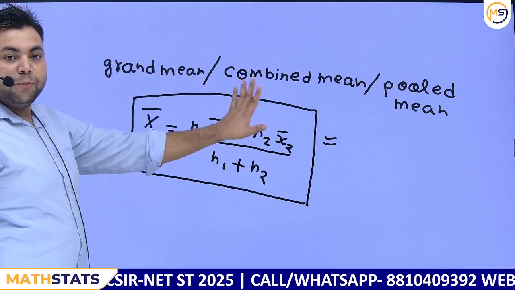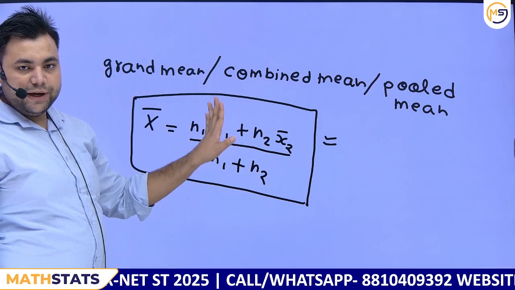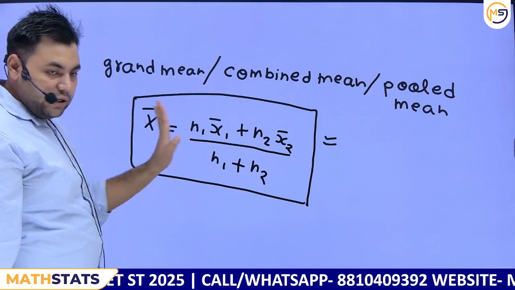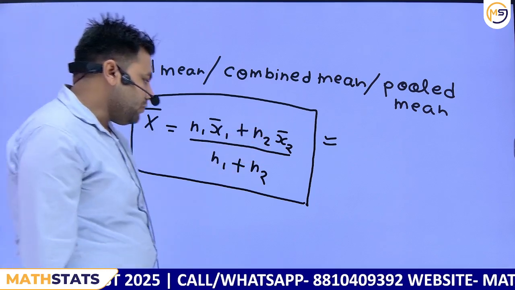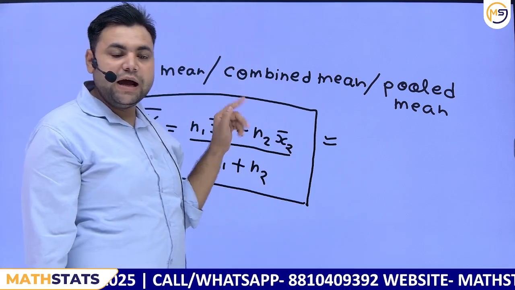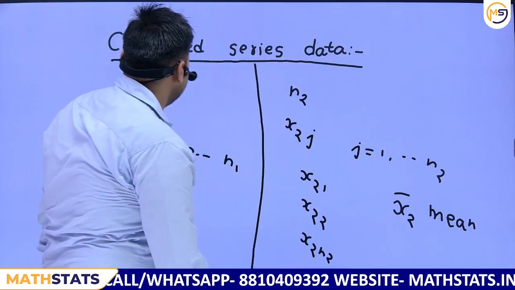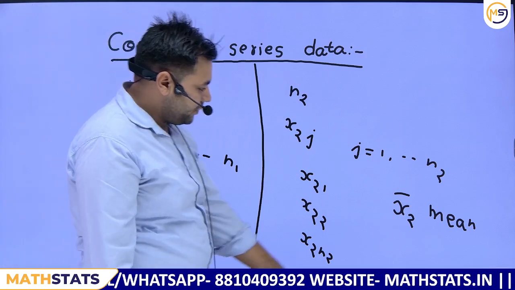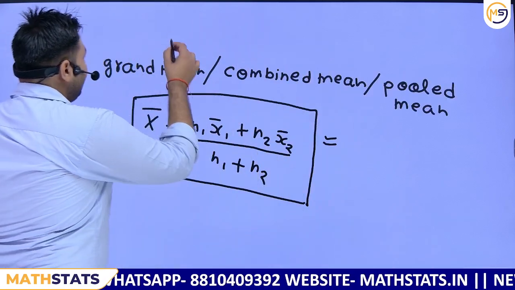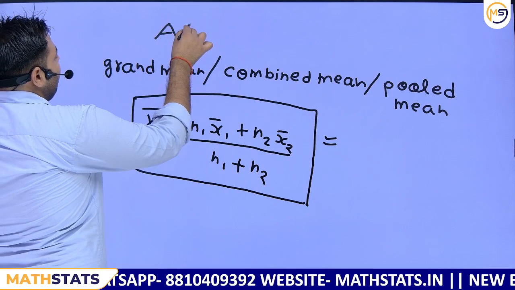Okay, so this is the pooled mean, grand mean, pooled mean, okay. So now you can prove this at home. So this is arithmetic mean, this is pooled arithmetic mean. Remember one thing, this is for arithmetic mean. Here you write this is for arithmetic mean, okay.